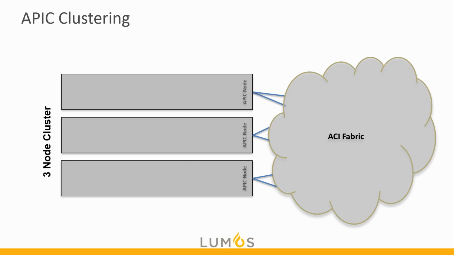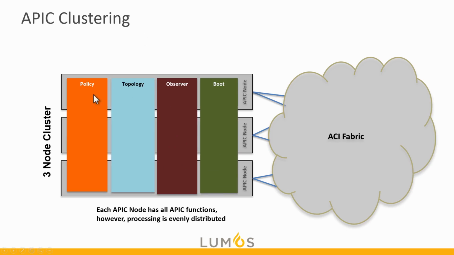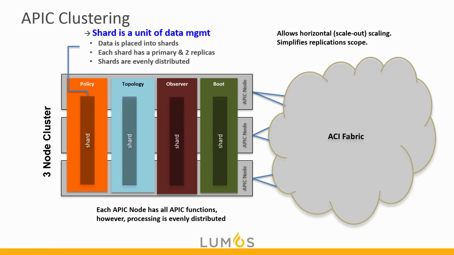So talking about the cluster of 3 nodes, we have this function, or really feature, that many modern databases use, and I'm not going to go too deep into it, but it's called sharding. And all of our framework or functions, policy, topology, observer, and boot, are evenly distributed through shards. Now, it's not just one shard for policy, one shard for topology. It could actually be multiple shards, especially as we have more than 3 nodes in the future.